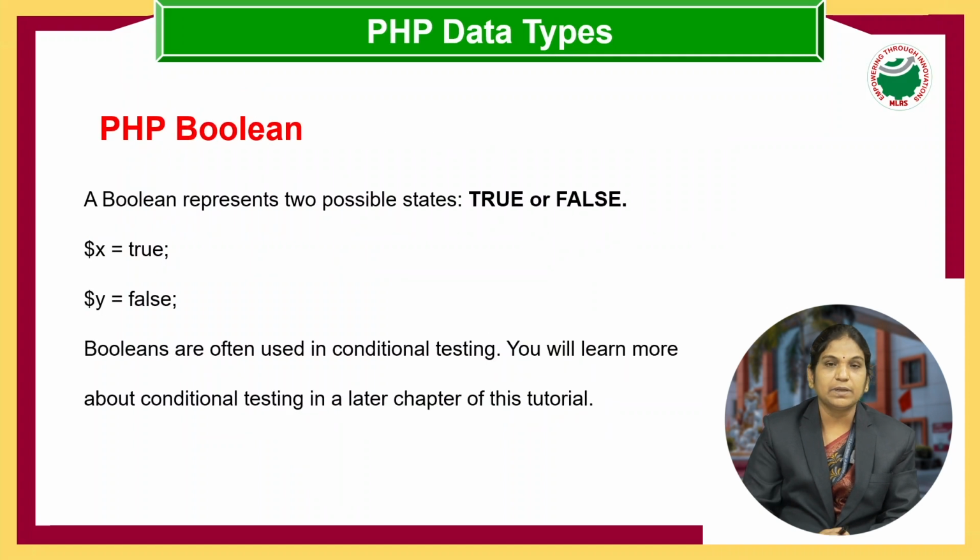And the next data type is the Boolean. Boolean represents only two possible states, that is either true or false. If the condition is true, then it gives the output as true. If the condition is false, then the output will be displayed as false. So Booleans are used only in conditional testing. If the condition is not satisfied, it is a false statement, so the output will be treated as false. So the Boolean data type will have only two possible states of output, either true or false.